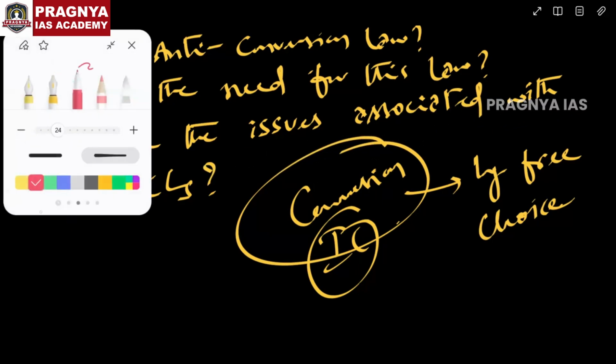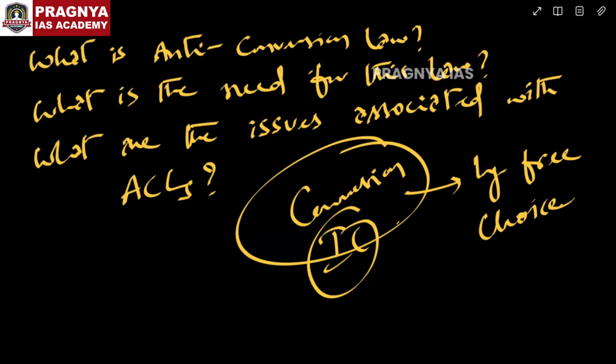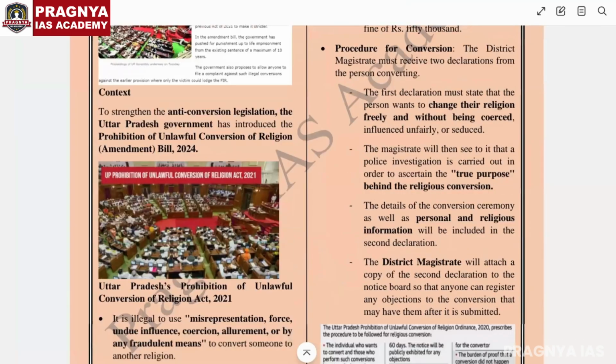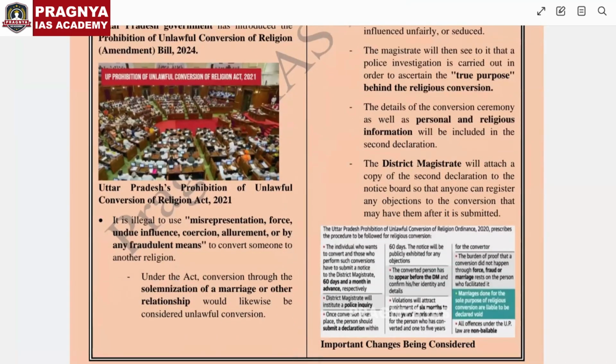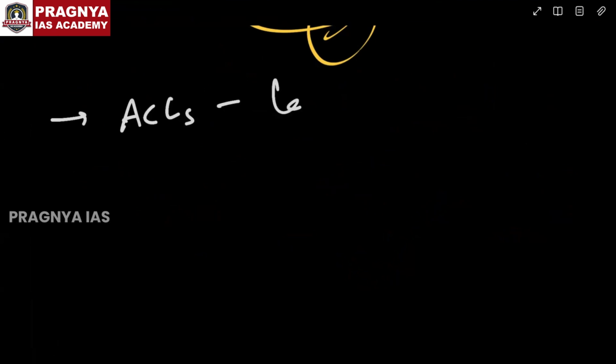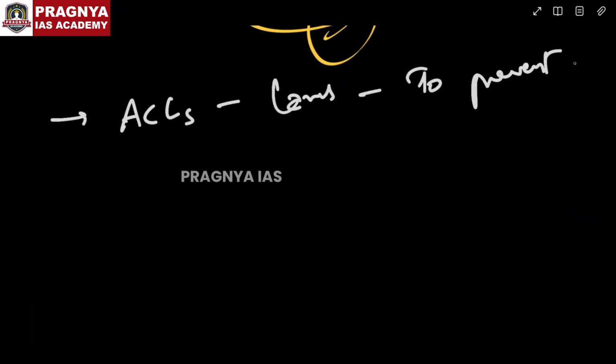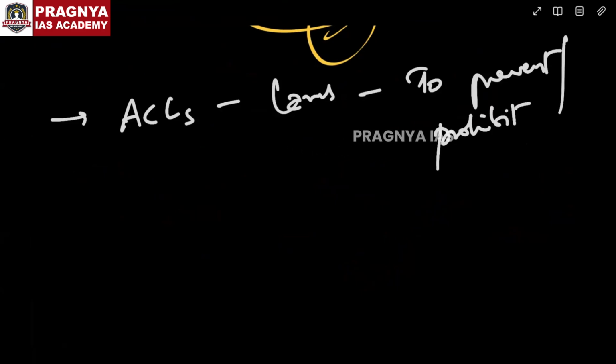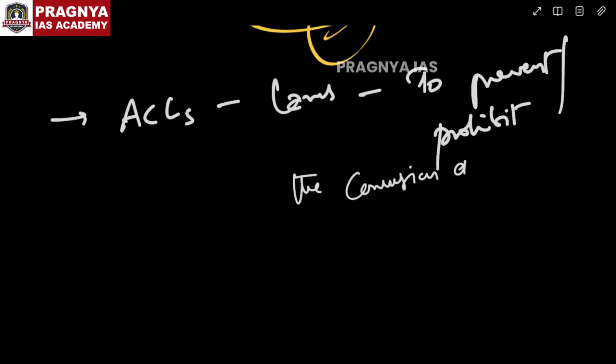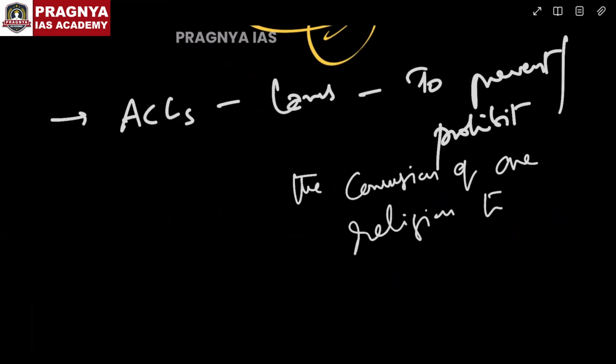Talking about these types of conversions, you should also remember a point here. This anti-conversion law refers to the laws that are designed to prevent or prohibit the conversion of one religion to another. Okay, and that is where the complete context comes into the picture. So when we are saying what are anti-conversion laws, then we can say anti-conversion laws are those laws either to prevent or to prohibit the conversion of one religion to another.